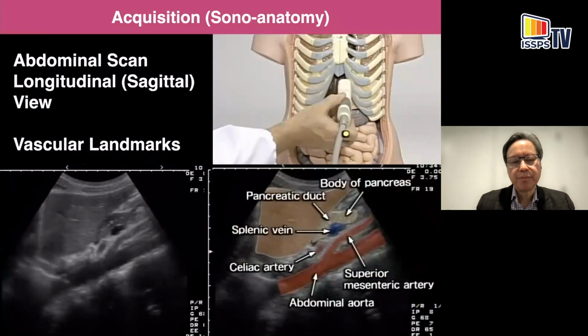Vascular landmarks are important to recognize because you want to know whether you're on the midline or you're too much on the right side. And again, you see the aorta, the branches of the SMA, the celiac vessels, the splenic vein crossing behind the pancreas.